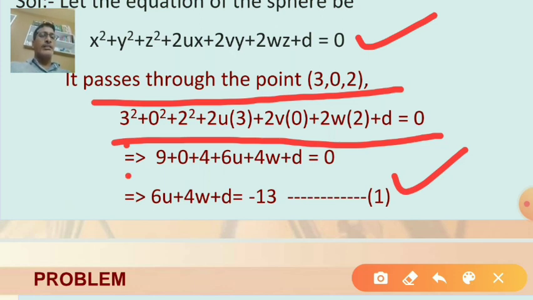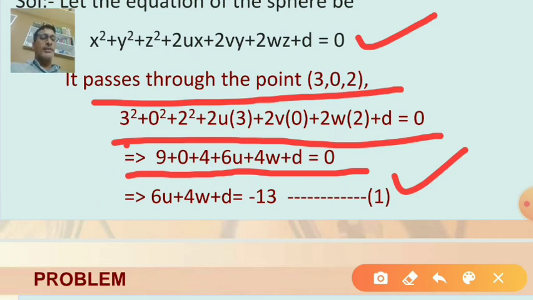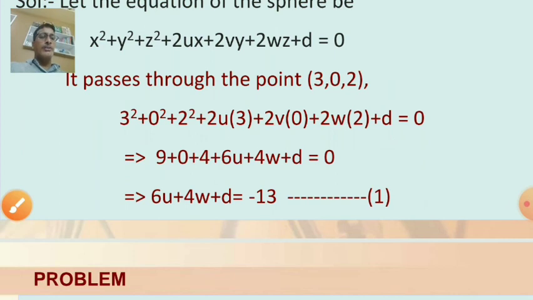Therefore, we will have 9 plus 0 plus 4 plus 2 into 3, 6u, plus 2v into 0 is 0. We need not write it. Plus 4w plus d is equal to 0. So 6u plus 4w plus d is equal to minus 9 minus 4, that is minus 13. By shifting this side, we will get equation number 1: 6u plus 4w plus d is equal to minus 13.